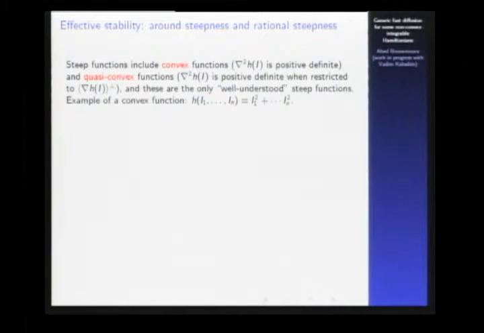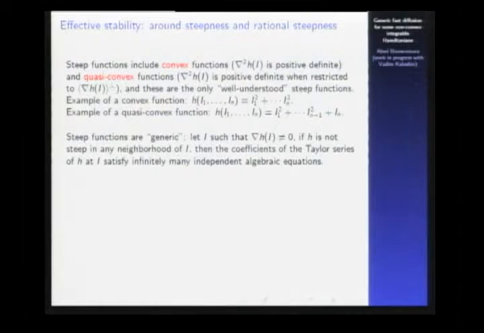I will say it very quickly. But these are not generic convex or quasi-convex functions. That's a problem. So here is an example of a convex function, the one you really keep in mind, and here an example of a quasi-convex function, which you also keep in mind. Here it's just a sum of squares. Here it's a sum of squares plus one linear term. So these are the examples to keep in mind.